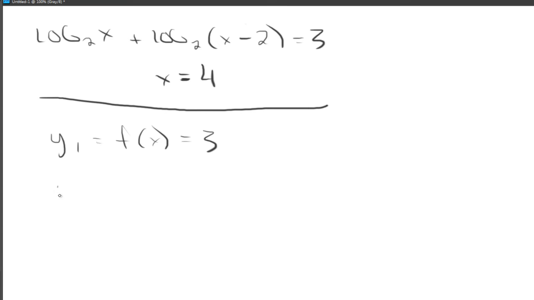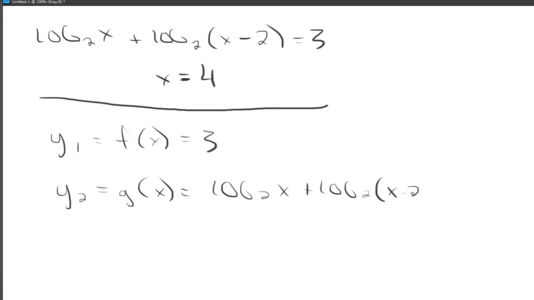The left side, we'll call that y2, or g of x. And that would be log base 2 of x plus log base 2 of the quantity x minus 2. Now the problem with this is most technology can't graph logs of all these different bases. They don't need to. Most will only do the natural log, which is log base e, and the common log, which is log base 10.